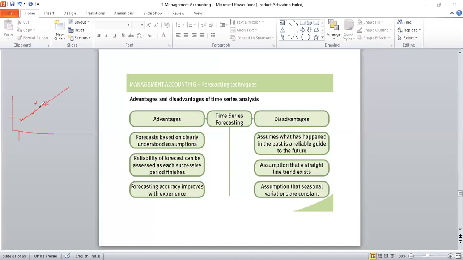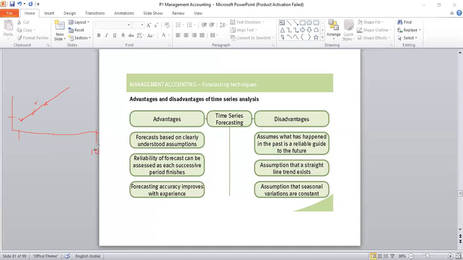Some of them may be slightly away from that, but on an average they take into consideration. So they assume that a straight line trend exists. Once the trend is established, let's say period 1, period 2, if they want to estimate the value for this period, maybe this is the 10th period, what do they do?